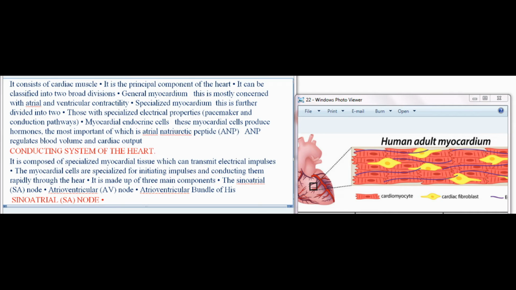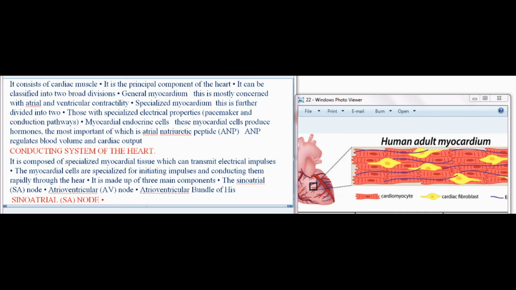Conducting system of the heart. It is composed of specialized myocardial tissue which can transmit electrical impulses. The myocardial cells are specialized for initiating impulses and conducting them rapidly through the heart. It is made up of three main components: the sinoatrial SA node, the atrioventricular AV node, and the atrioventricular bundle of His.